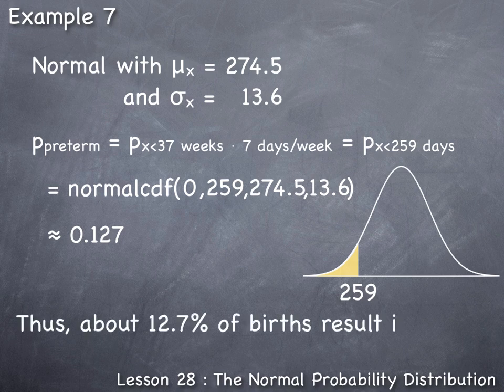Thus, about 12.7% of births result in a preterm birth. This is basically 1 out of every 8 births.